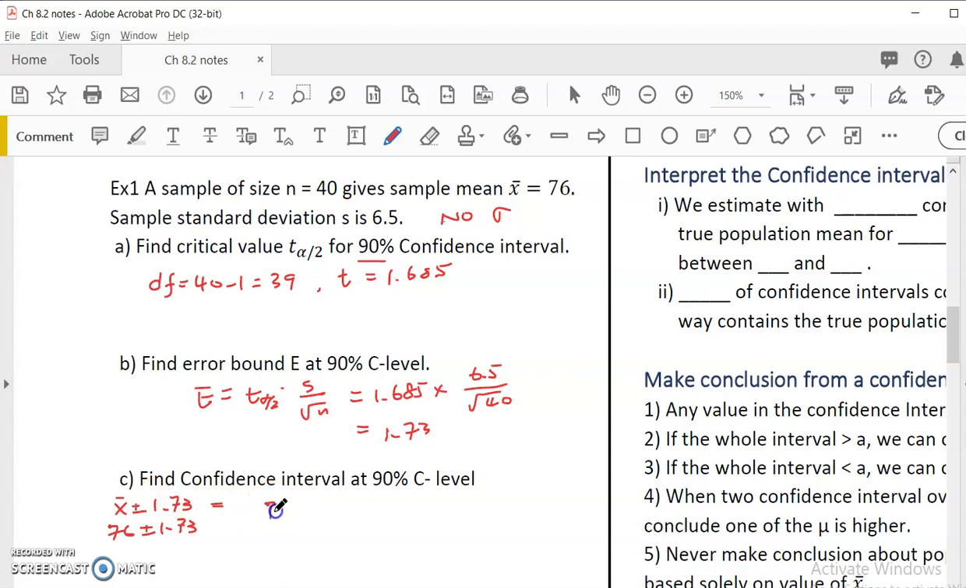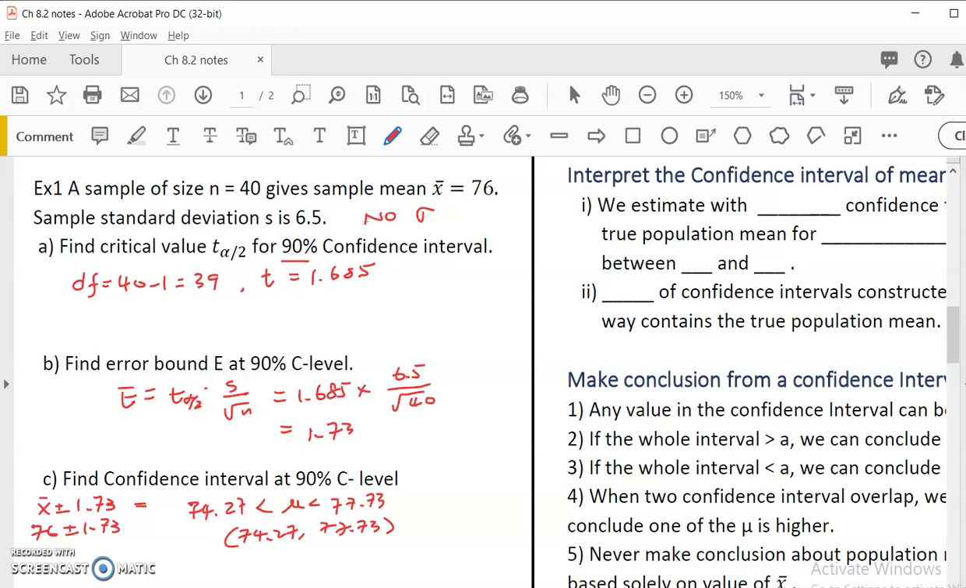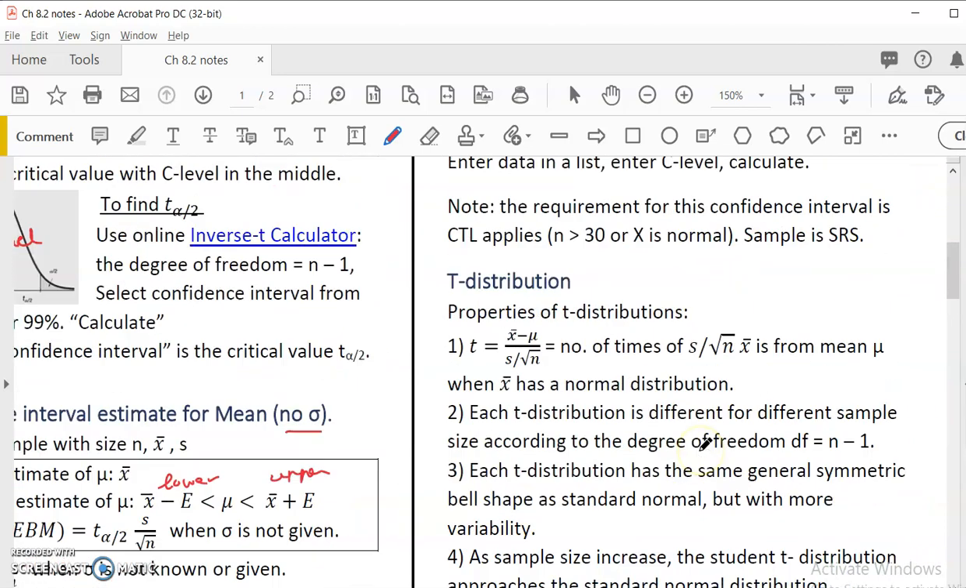That would make the lower limit 74.27 and the upper limit, the upper bound, 77.73. And if you want, you can write it in interval notation as 74.27, comma 77.73. So this is calculating everything by hand. It's not too complicated. The most difficult part is to find the critical number, which is the number of tick marks.